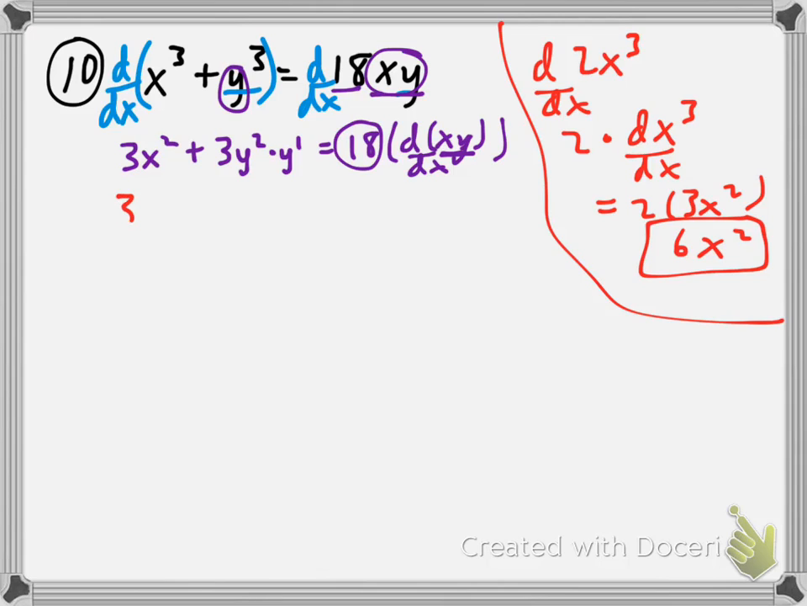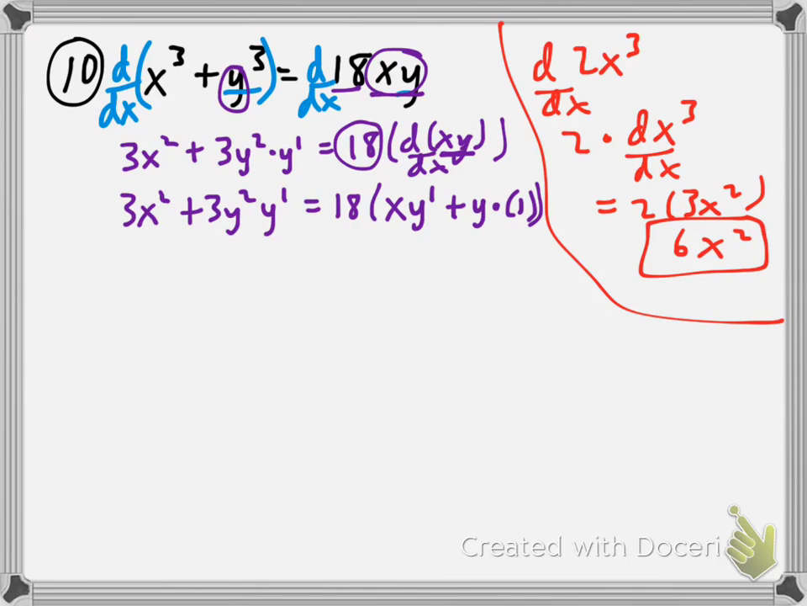Okay, well, let's go ahead and just rewrite the left side, and then we'll focus on taking the derivative of the right. So we have 18 times, now the derivative of the product, again, you should be getting pretty good at this, we've done this a few times. The derivative of the product is the first times the derivative of the second, plus the second times the derivative of the first. And on the right side we can multiply out the 18. We can distribute the 18 to both terms, so we have 18xy prime plus 18 times y.